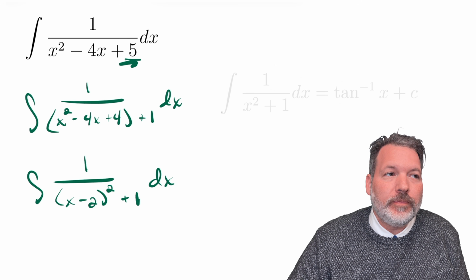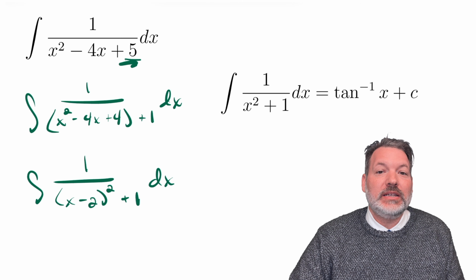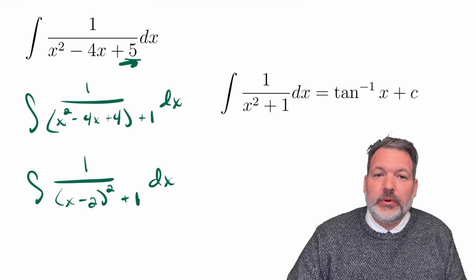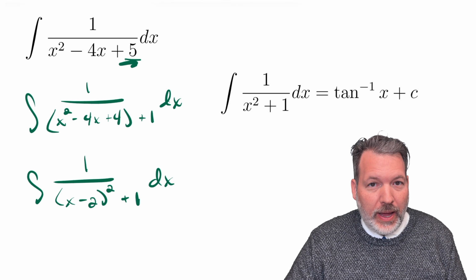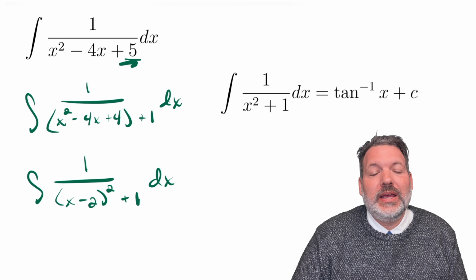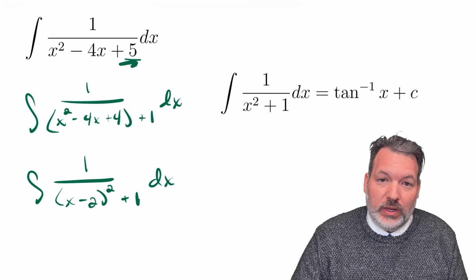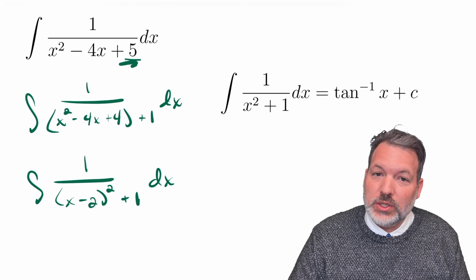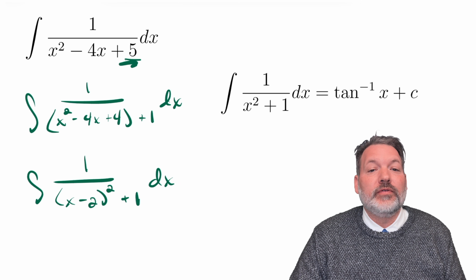The reason that's helpful is now we can take advantage of a different antiderivative entirely. We're not going to use the power rule for integration here. We're going to use a perhaps memorized relationship between inverse tangent and its derivative. Or, put another way, the antiderivative of 1 over x squared plus 1 dx is inverse tangent.